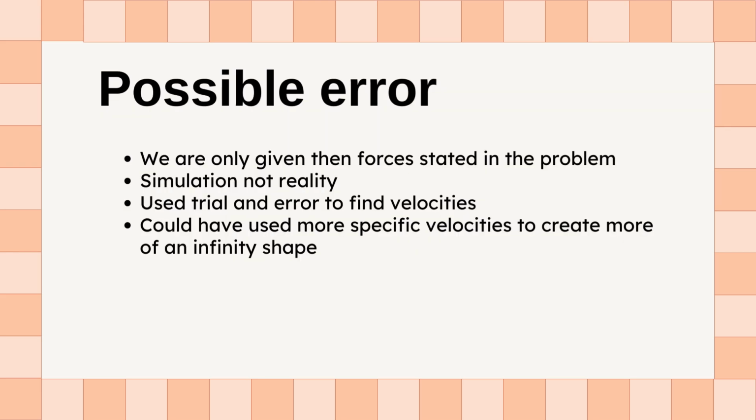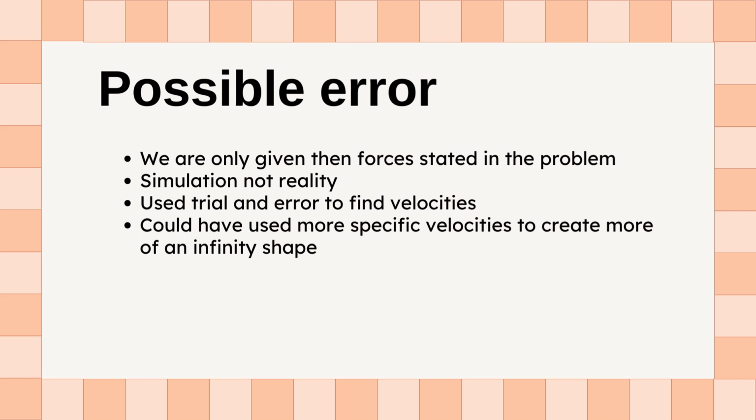So some possible errors are that we are only given the forces stated in the problem, which is basically just the gravity force. Also, the simulation does not exactly correlate to reality, so there's probably some error in that. And then we also just had to use trial and error to find the initial velocity. There was nothing really telling us where to begin with this. We were just plugging in values in order to find what would work.